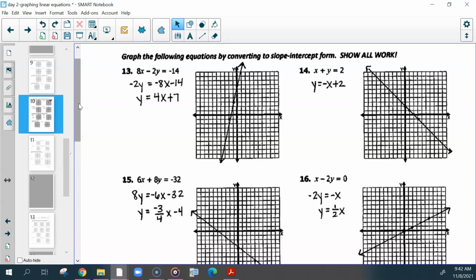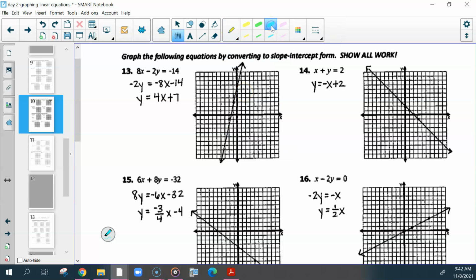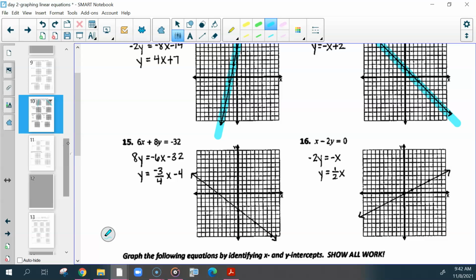So those equations were, and I can outline these lines just in case you can't see them. Y equals 4x plus 7. Y equals negative x plus 2. Y equals negative 3x minus 4. And y equals 1/2 x.